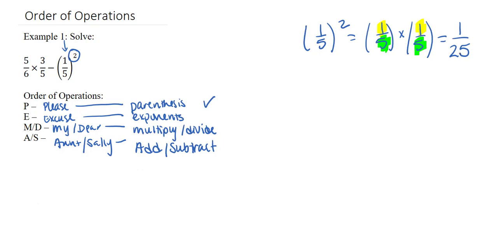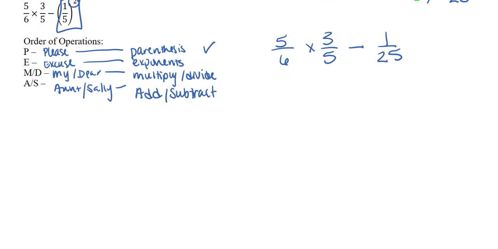So let's rewrite this whole thing over here now. We're going to have 5 over 6 times 3 over 5 minus 1 over 25, because we just did that right here. Now let's go on. We've dealt with our exponents. The next thing is we need to multiply or divide. So we're going to tackle this first.